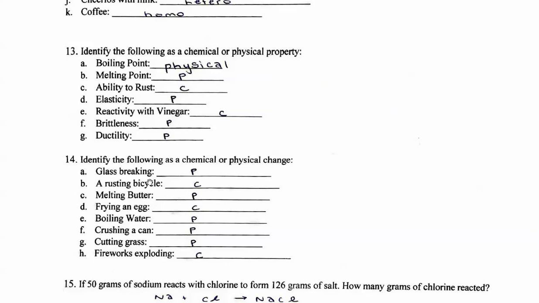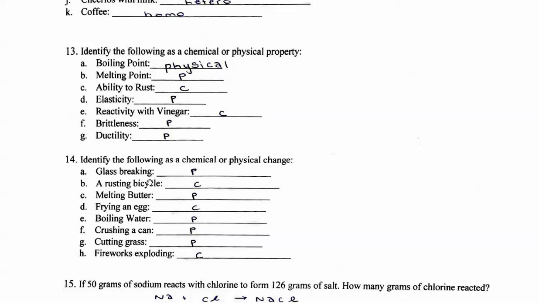Identify the following as a chemical or physical property. Boiling point, this is, remember, physical property, you can observe it without changing the identity of the compound or element. Chemical, in order to observe this property, you have to change it. So boiling point, I'm changing it from a liquid to a gas, but I'm not changing the identity of whatever substance I'm talking about. So it's physical. Melting, same thing. I'm just taking it from a solid to a liquid, but it's the same identity, so it's physical. Ability to rust, you're actually changing the identity of iron to iron oxide, so it's chemical.